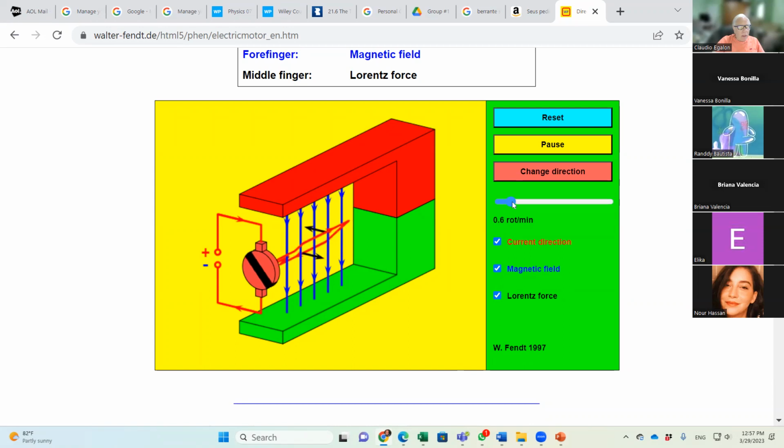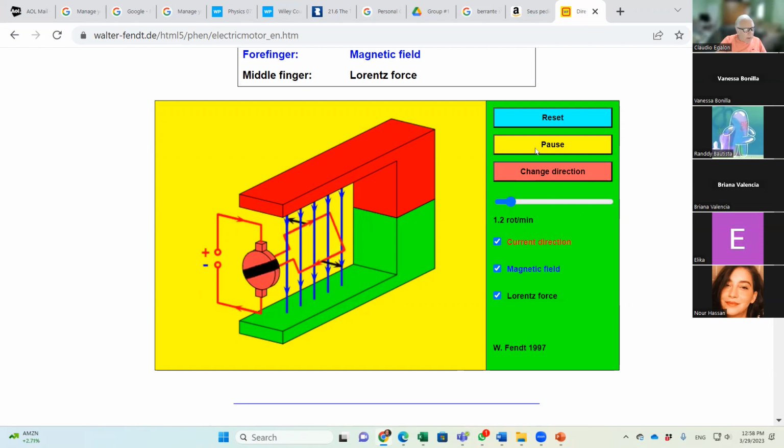Let's see. I'll try to pause it exactly at the moment when the plane of the loop coincides right here. At this very moment in which the plane of the loop coincides with the direction of the magnetic field, what do we have? Yeah, we still have a magnetic torque here. So let's resume.